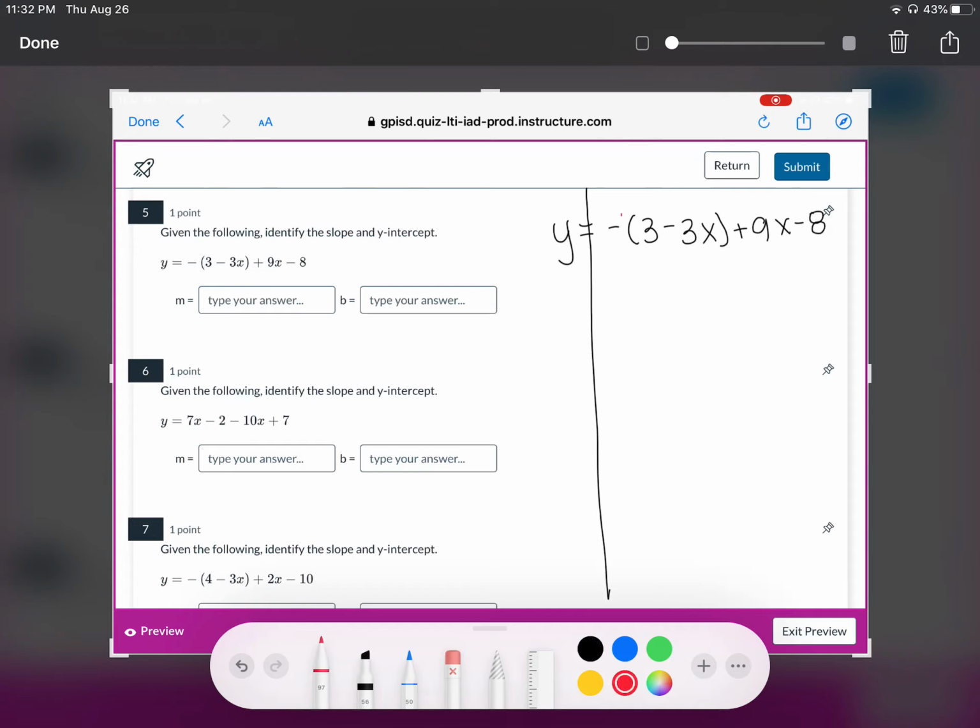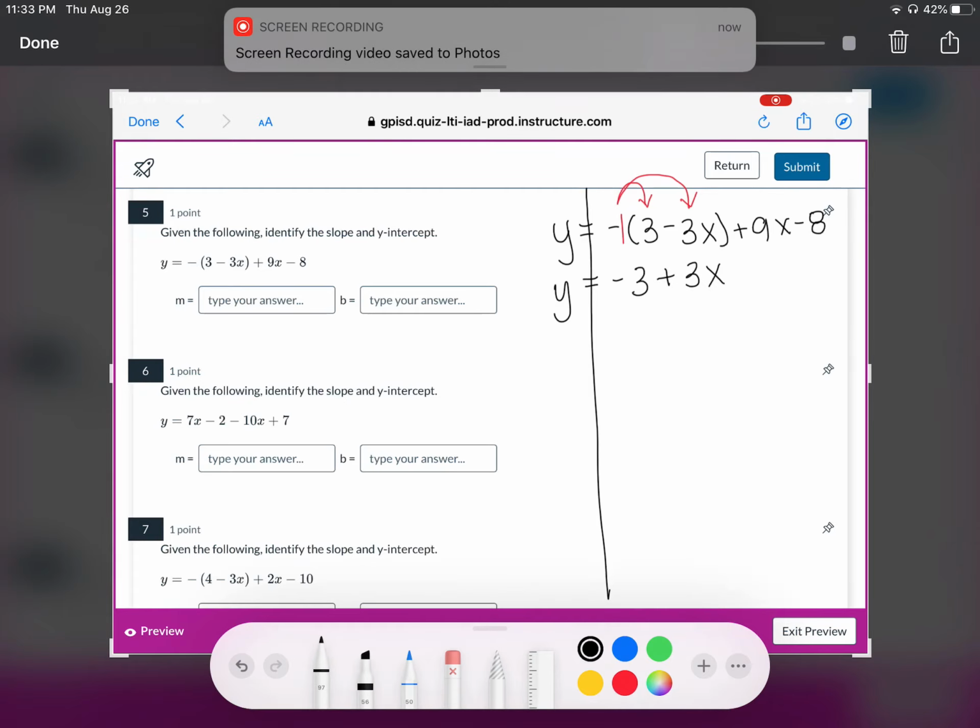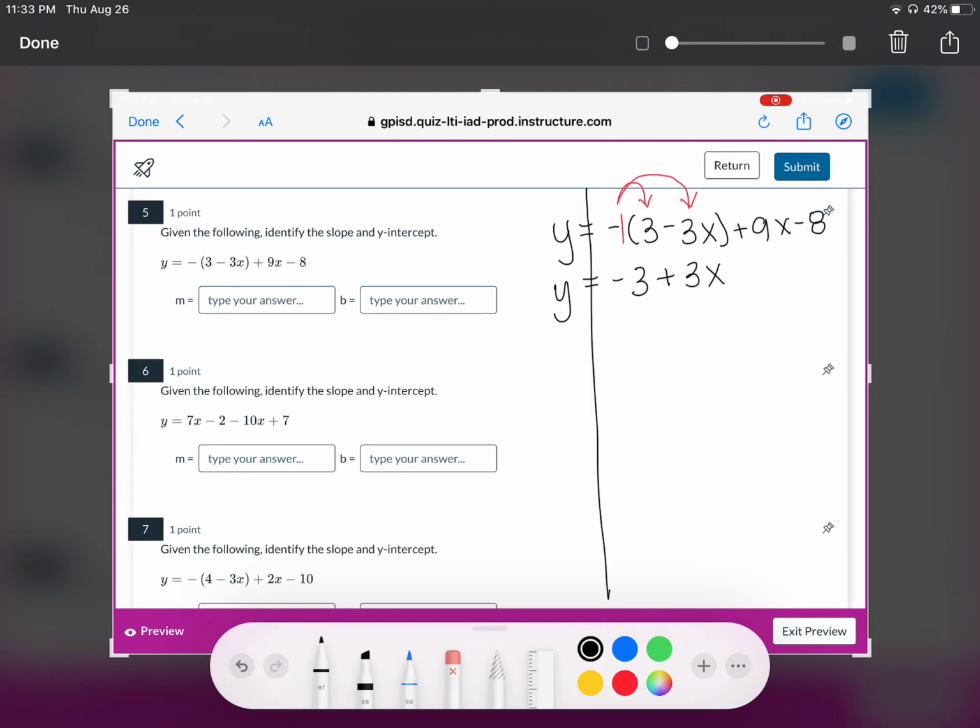You distribute when you have parentheses, so we're going to take this number outside of the parentheses and multiply it times everything inside of the parentheses. Negative 1 times 3 is negative 3. Negative 1 times negative 3. So that's a negative times a negative, which is a positive 3x. Since we didn't distribute to anything else, all of this is just going to come down.